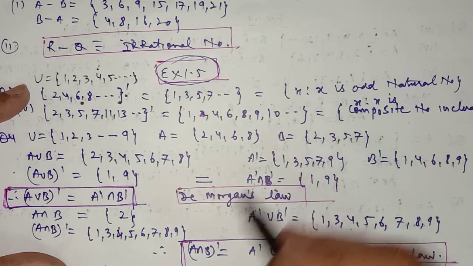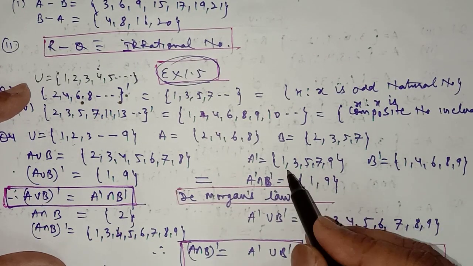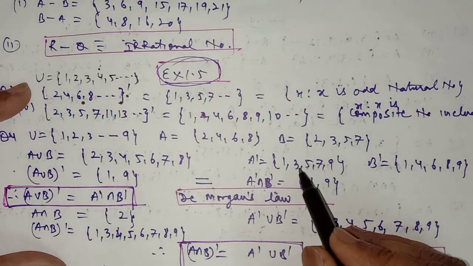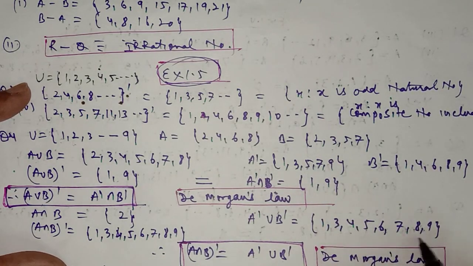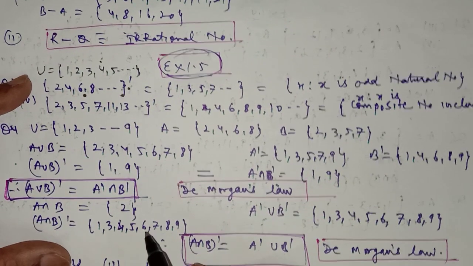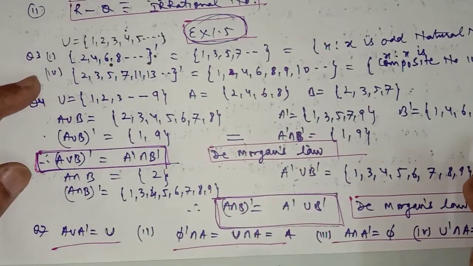The union of A and B, A complement and B complement is 1, 3, 4, 5, 6, 7, 8, 9. So these are the elements of this A complement union B complement, which is equal to this. Therefore, A intersection B whole complement is equal to A complement union B complement, which is De Morgan's law.